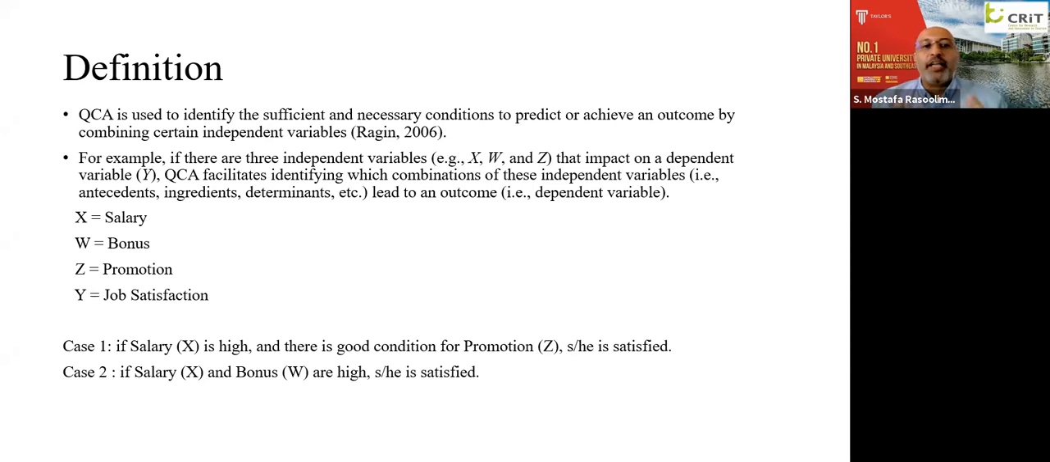When we apply QCA, we try to identify sufficient and necessary conditions to predict an outcome. For example, if we have three independent variables, three predictors, X, W, and Z, and we want to see the effect of these three predictors on Y, QCA helps us. When we perform QCA, we are able to identify sufficient combinations of these three predictors to generate a high level of outcome.